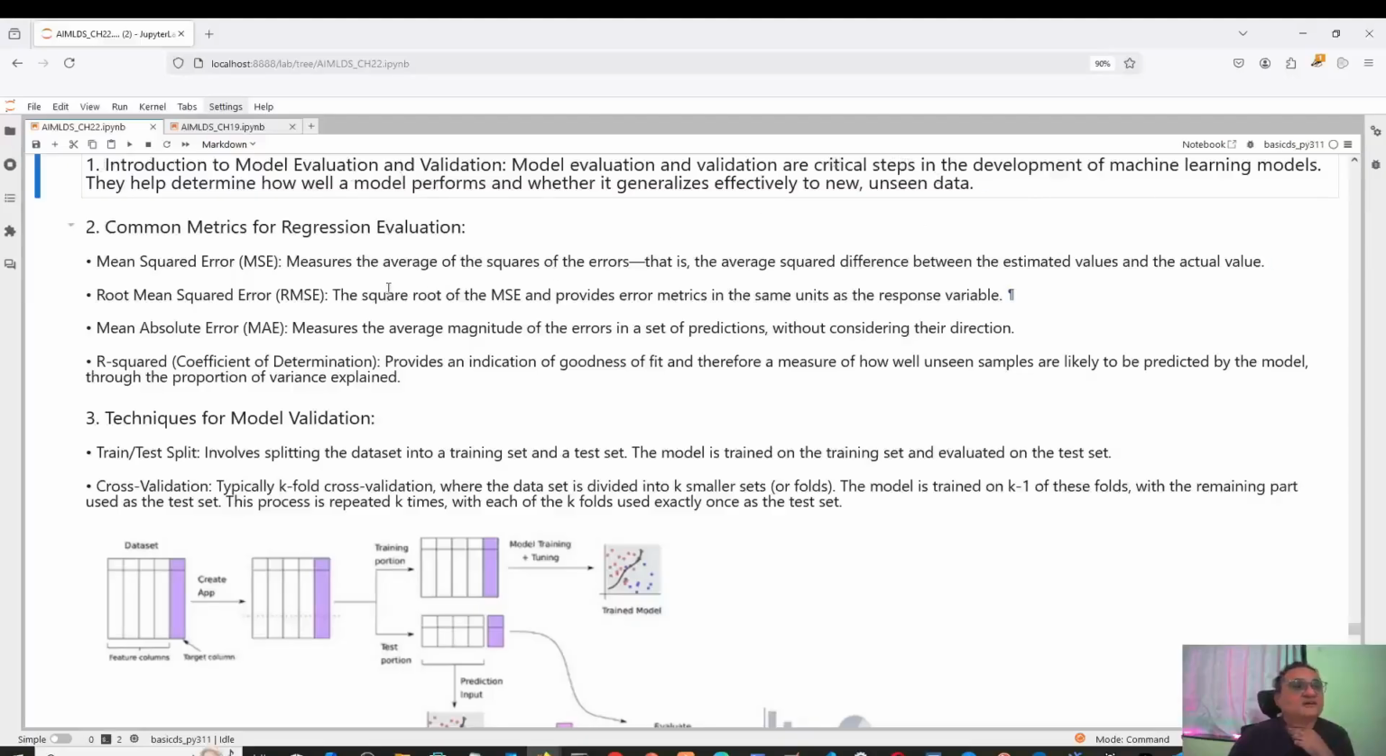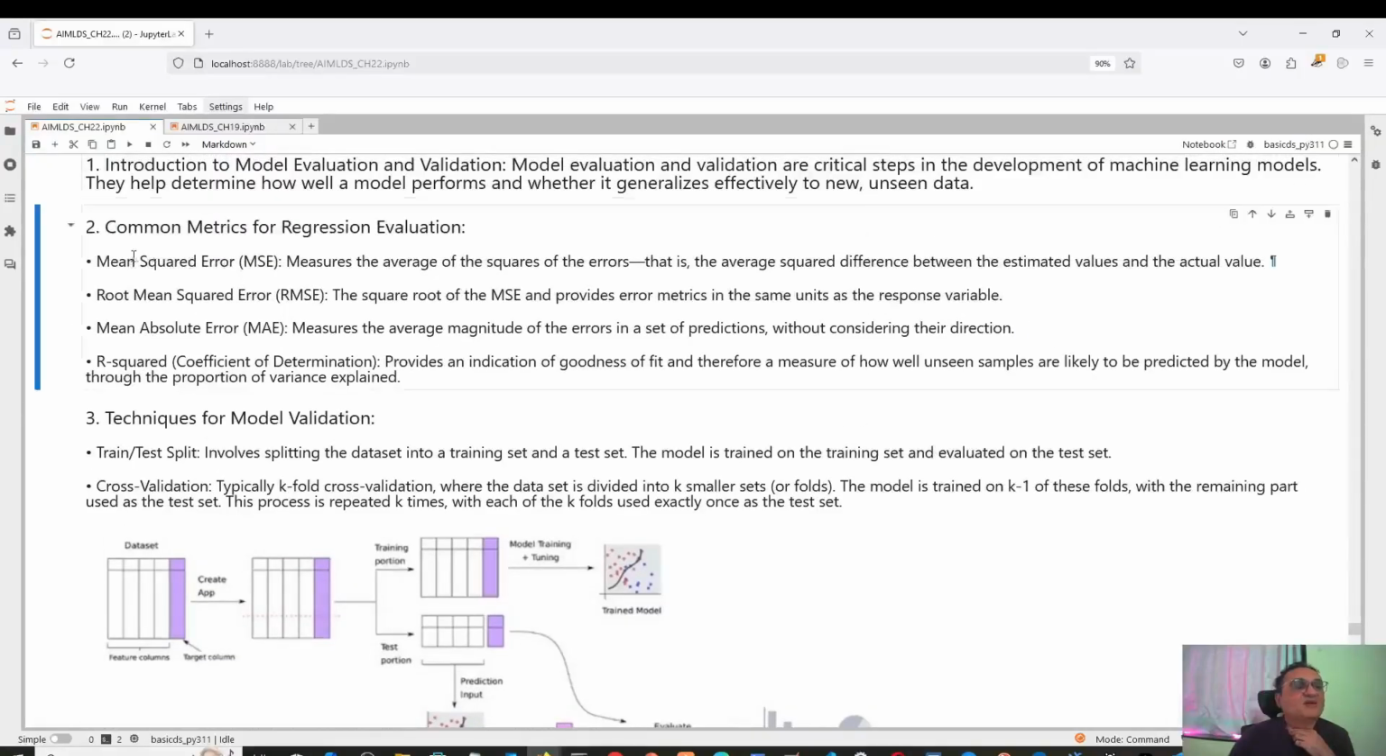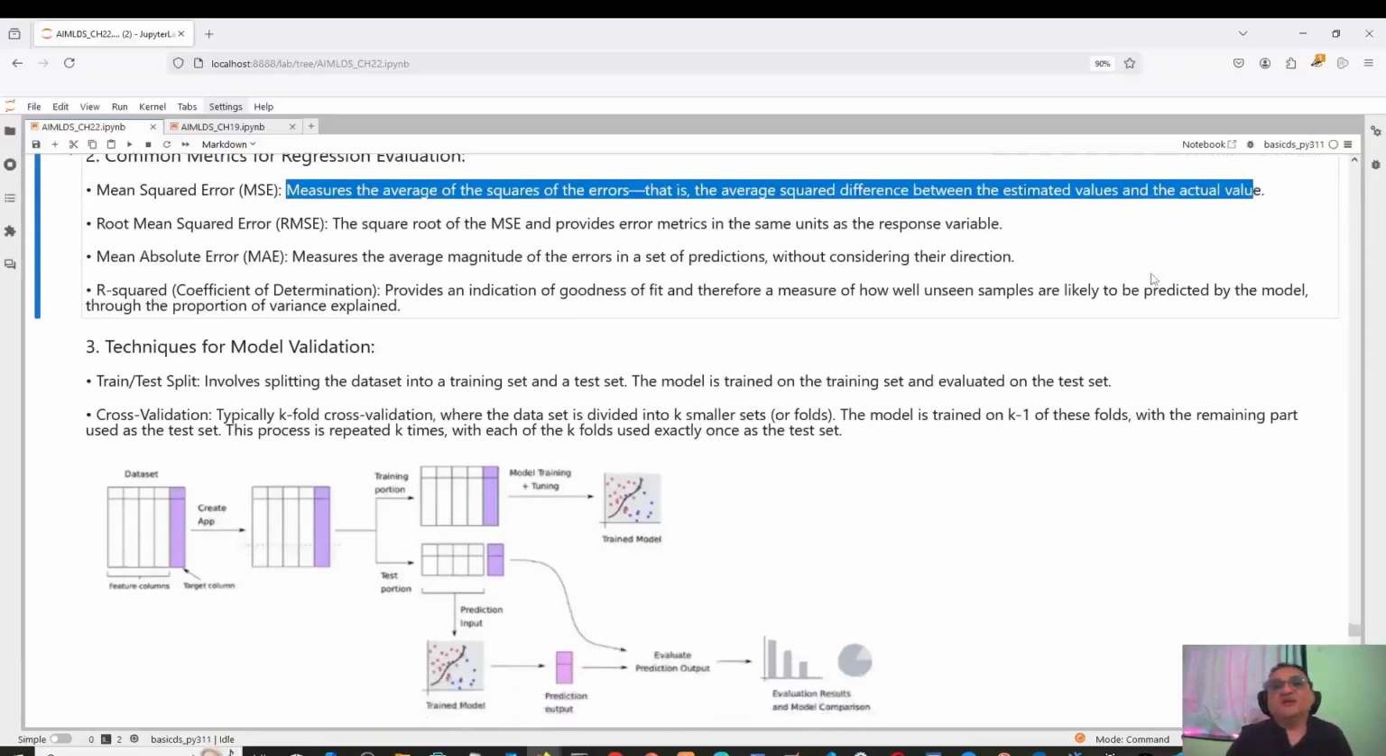So it involves common metrics. One is mean squared error. Mean squared error measures the average of the squares of the errors, that is, the average squared difference between the estimated value and the actual value. Now I have to give some explanation of that. Of course, the explanation is very simple, and we have done it in a scattered manner here and there many times, but now at one place.